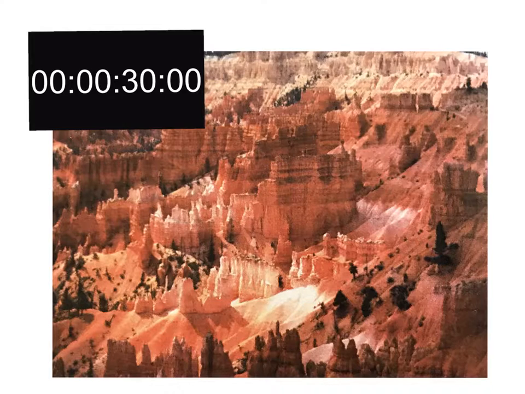Okay, this one is on page 20. It's Bryce Canyon National Park, also in Utah. And again, you're talking about what you see and how you think it formed.